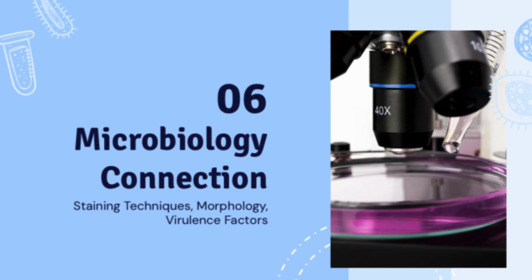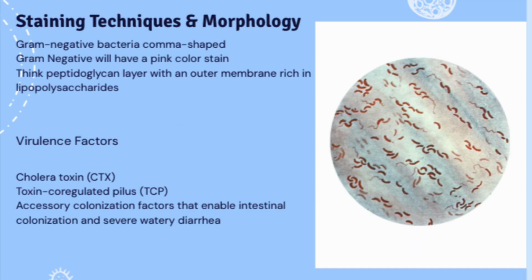Microbiology connection, staining techniques, morphology, and virulence factors. It is a gram-negative bacteria and is also comma-shaped. Gram-negative will have a pink color stain, a thin peptidoglycan layer with an outer membrane rich in lipopolysaccharides. The virulence factors are cholera toxin, TCP, and accessory colonization factors that enable intestinal colonization and severe watery diarrhea.